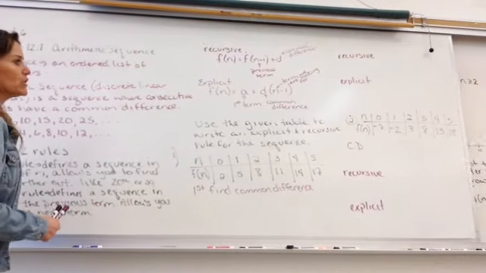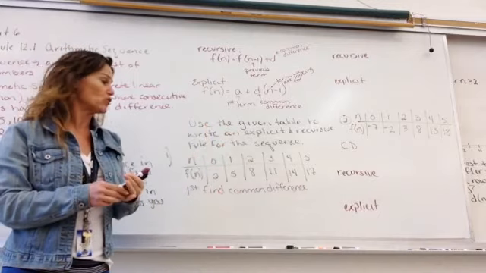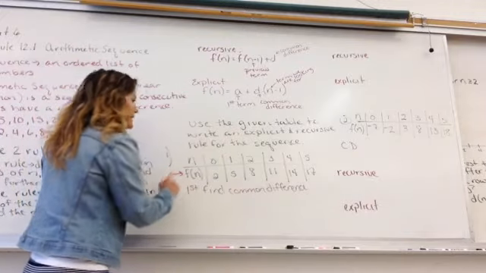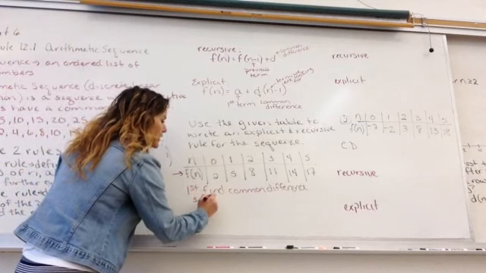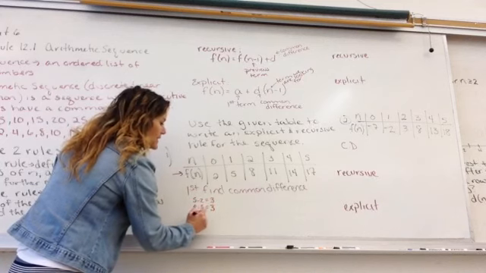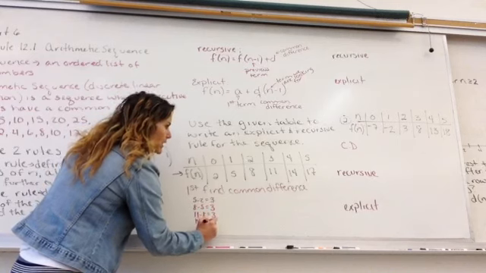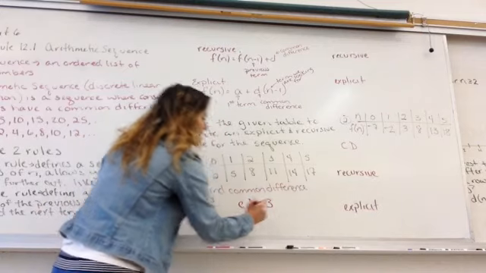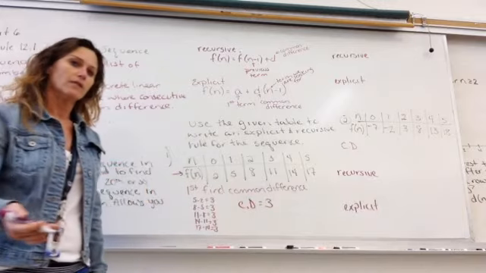So we're going to use the given table to find an explicit and recursive rule for each sequence. The first thing we have to do for everything is find the common difference. So we look at this. What is happening each time? We take 5 minus 2, that's 3. 8 minus 5, that's also 3. 11 minus 8, that's 3. 14 minus 11, that's 3. And 17 minus 14 is 3. So our common difference is 3. That's a huge part of being able to find an arithmetic formula.